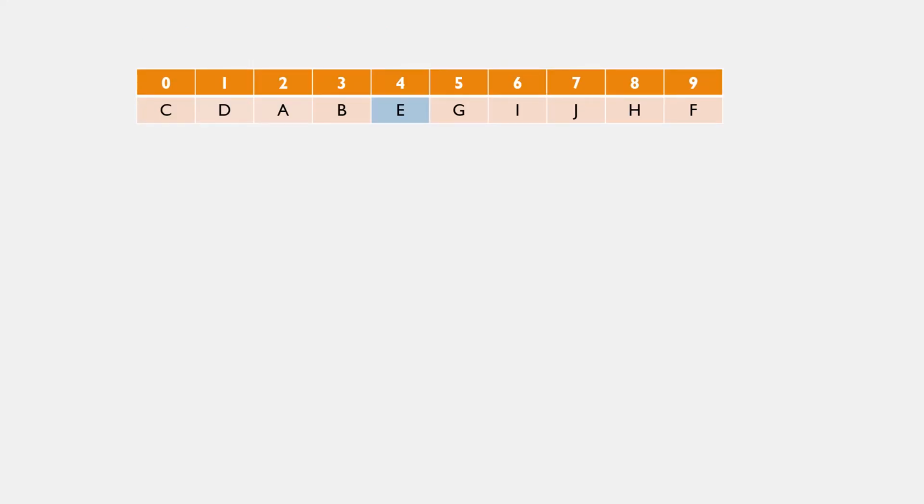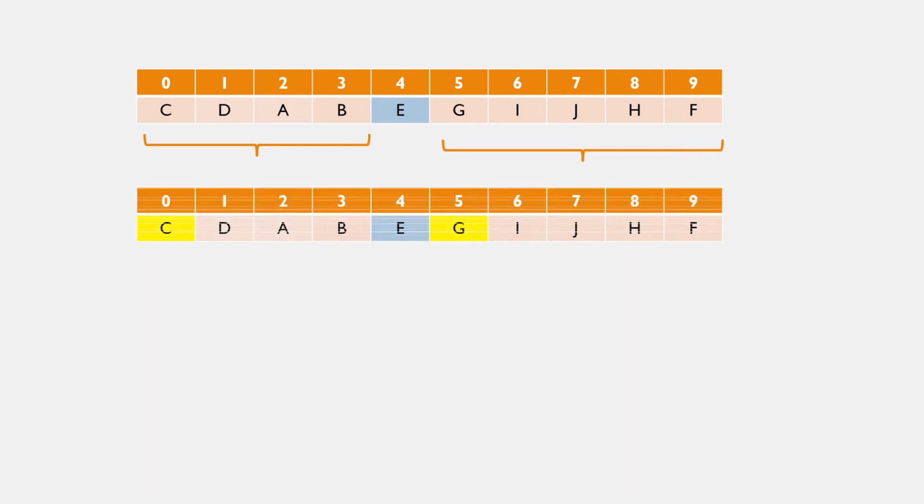So E is now in its final position, and I won't need to include it in any further sorts. The remaining values are in two large partitions, values that are bigger and smaller than E. And now I can repeat, using recursion, the quicksort on each of these partitions. So I'm going to partition the first half around C as the pivot, and I'm going to partition the second half around G as a pivot.